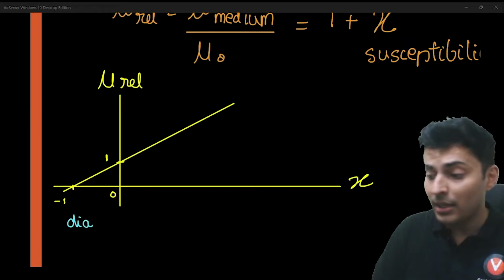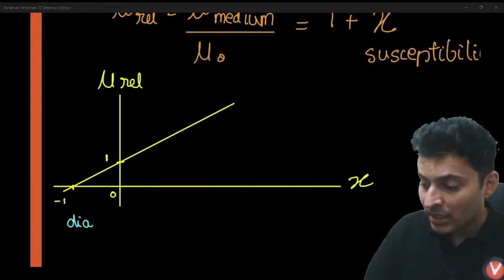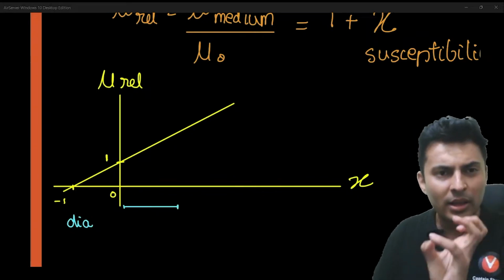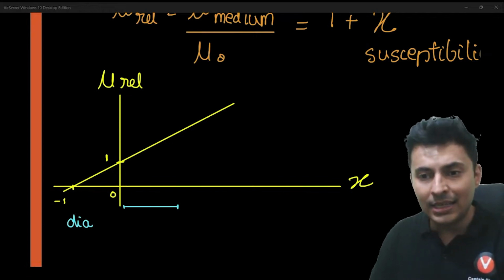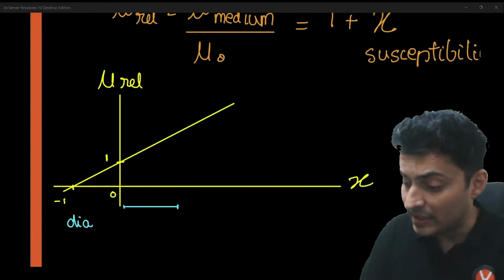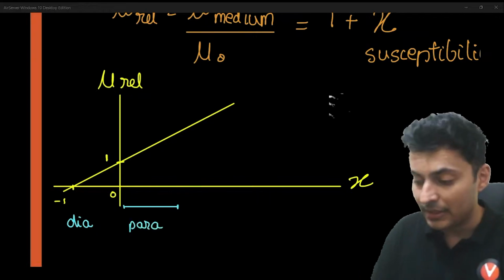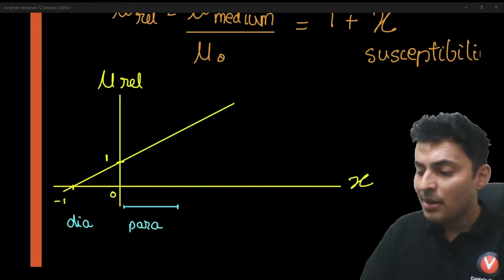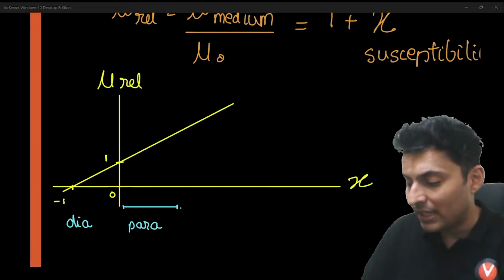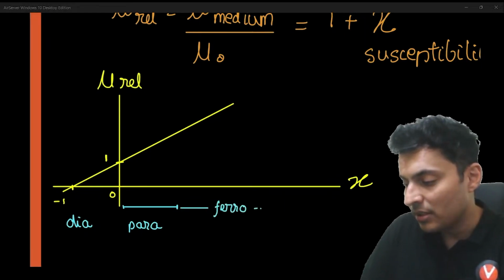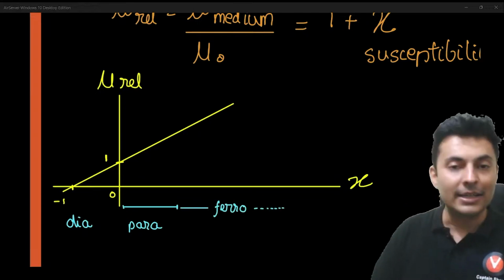What is this region for? Diamagnetic materials. This region from here till here, where the permeability is a small positive value or susceptibility is very small, is a paramagnetic material. When the permeability becomes high or susceptibility becomes high, after that it becomes a ferromagnetic material, till the end.